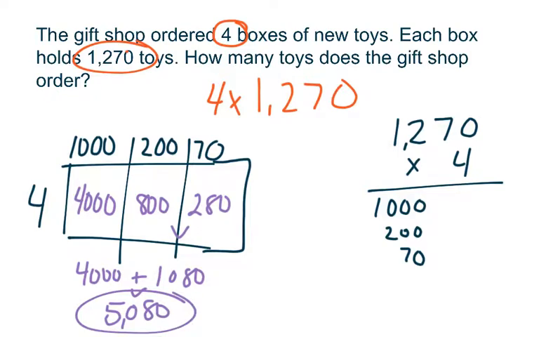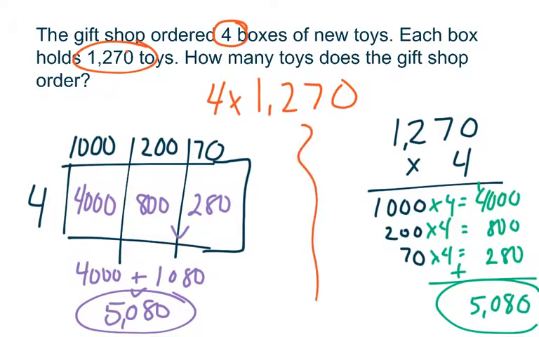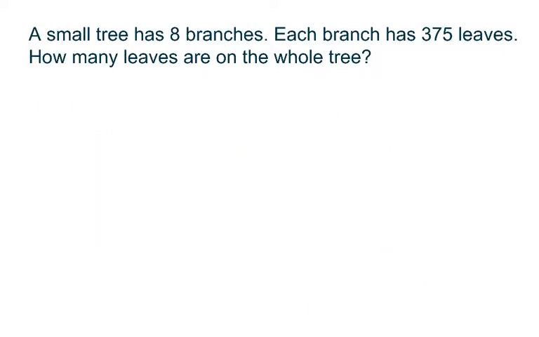I'm going to go ahead and do the same thing over here for my partial products. I'm going to multiply each piece times 4. So I get 4,000. Here I get 800, and here I get 280, and I'm going to add down because I've lined up my place values. That's the important part when you're doing partial products, is you're lining up your place values, and I get 5,080. By working these problems out 2 different ways, I'm able to make sure that I'm working my problem out correctly. I have a lot more opportunity to catch any mistakes that I make. So, how many toys did the gift shop order? They ordered 5,080 toys.